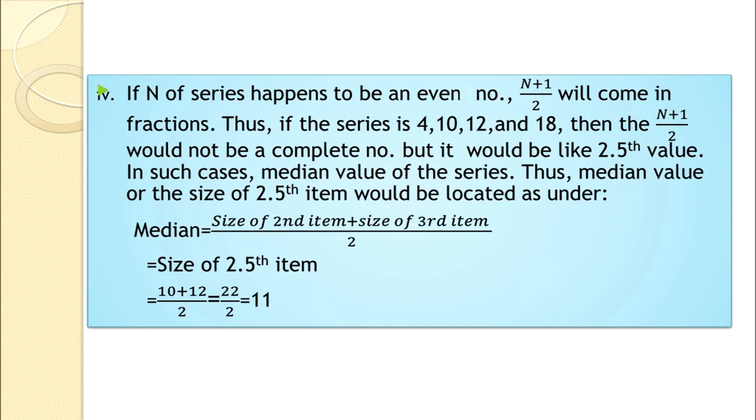Hence, as you can see in this example also, for the size of the 2.5th item, what have we done? The size of the second item plus the size of the third item divided by 2. It gives us 10 plus 12 by 2, that is 22 by 2, which comes to 11. Hence, we have computed the median. So, students, we have learned that median can be calculated in both cases, when the number of observations is odd as well as even.